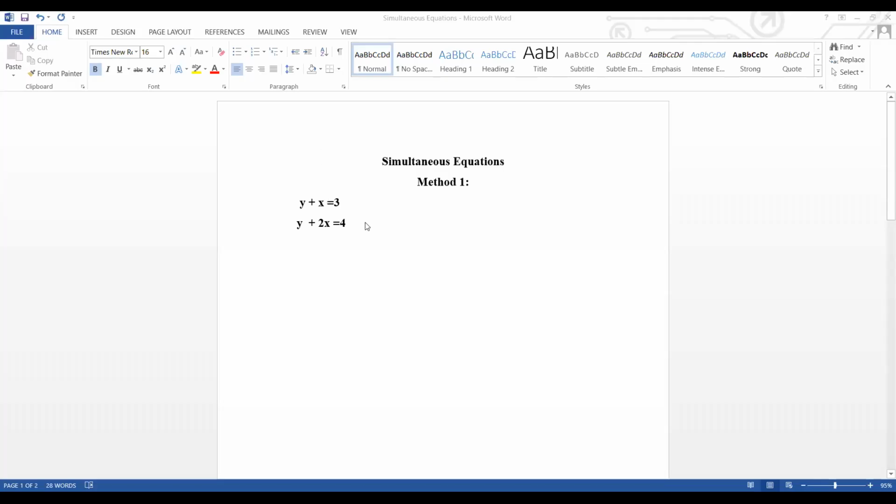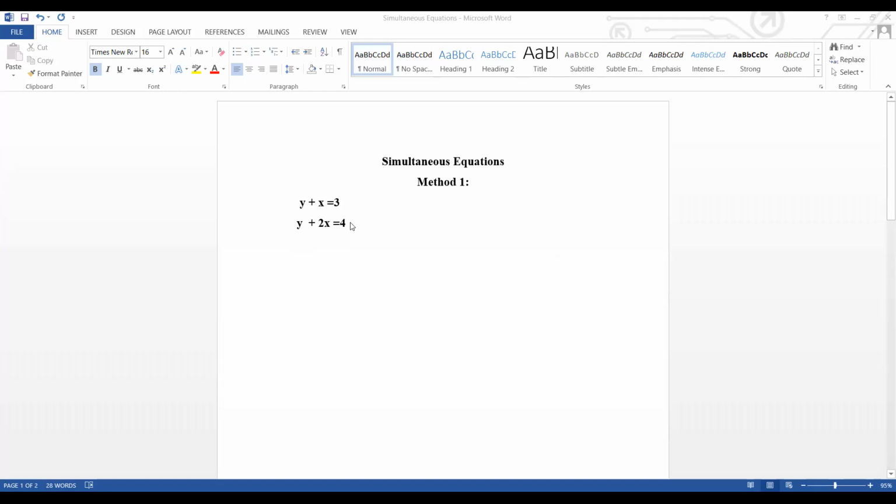I have taken one example. So these are my two equations: y plus x equals 3 and y plus 2x equals 4. Now first I'm going to use the first method. First method means the simplification method.